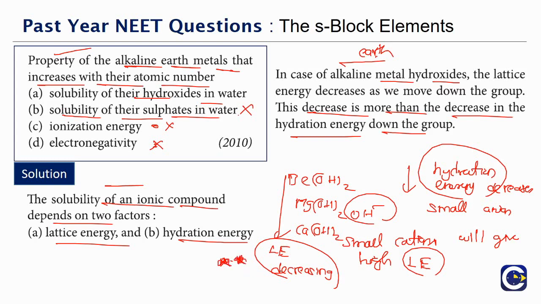Since lattice energy is decreasing more rapidly, net what you see is this: lattice energy is energy we have to supply, hydration energy is energy we get. So the solubility will be gradually increasing as we go down the group. So what is the correct answer? It is option A. In case of hydroxides, hydration energy decreases down the group, lattice energy decreases down the group, but lattice energy will be decreasing faster.